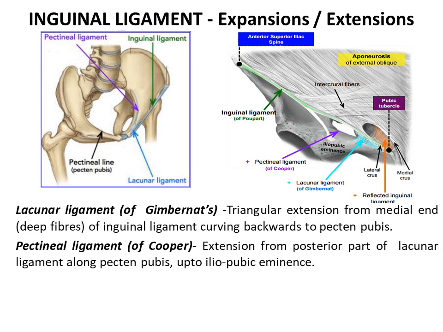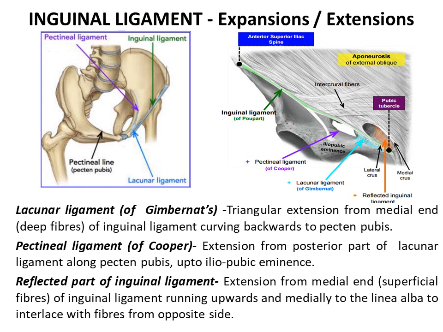The pectineal ligament of Cooper. It is an extension from the posterior part of the lacunar ligament which runs along the pecten pubis up to the iliopubic eminence. It is also considered as a thickening of the pectineal fascia. The reflected part of the inguinal ligament is an extension from the medial end, that is the superficial fibers of the inguinal ligament, which run upwards and medially, anterior or in front of the conjoint tendon. These fibers interlace with those of the opposite side at the linea alba.